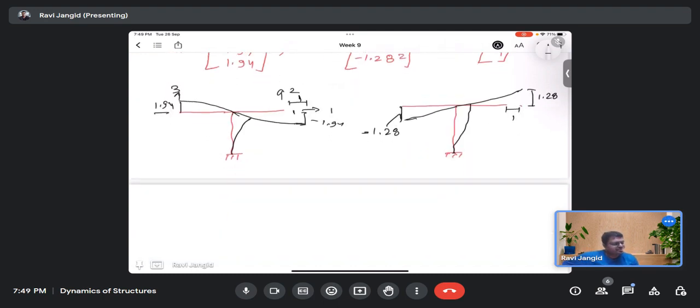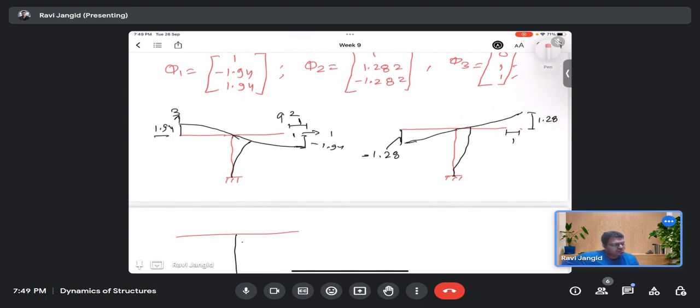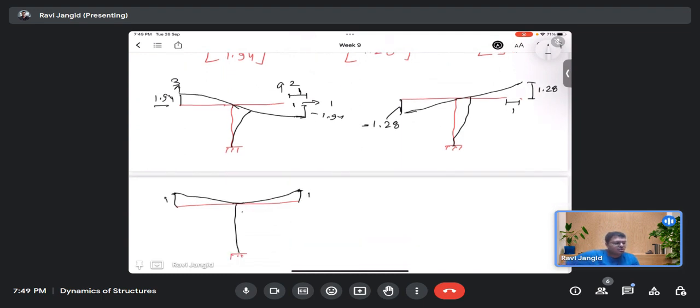Now the third mode shape. For the third mode shape, what you have is 0 in the u1 direction, and 1, 1 in the 2 and 3 directions. So it will deflect like this, 1, 1, with no deflection in my column. Okay, so these are the three mode shapes.